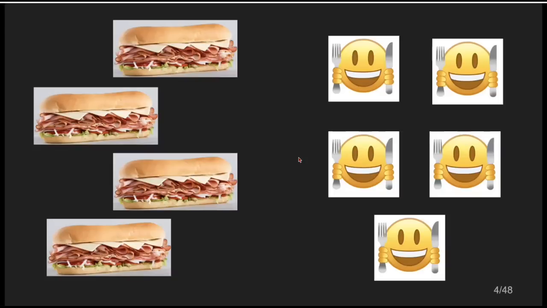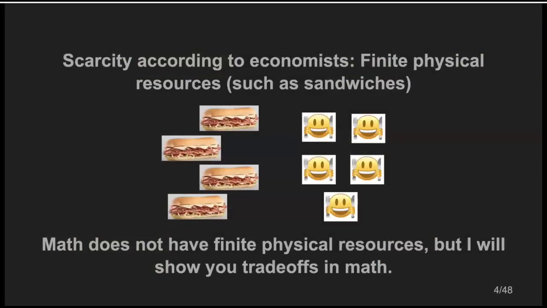Well, I've argued that scarcity is the necessary conditions for trade-offs. So the existence of trade-offs means there is scarcity here. So what is the scarcity? What makes scarcity be happening here? Well, economists define it as finite physical resources. The core of the issue is that we have a finite amount of sandwiches. We have 4 of them instead of infinity. If we had an infinite number of sandwiches, we'd be able to feed everybody. So this is how economists think about scarcity: finite physical resources.